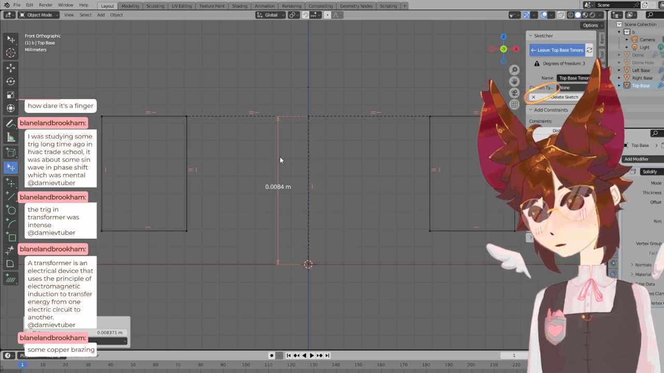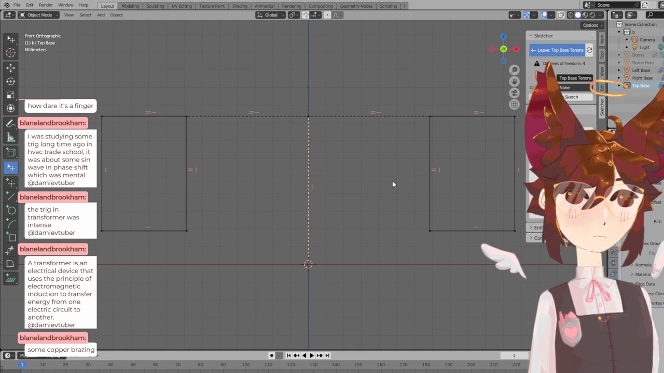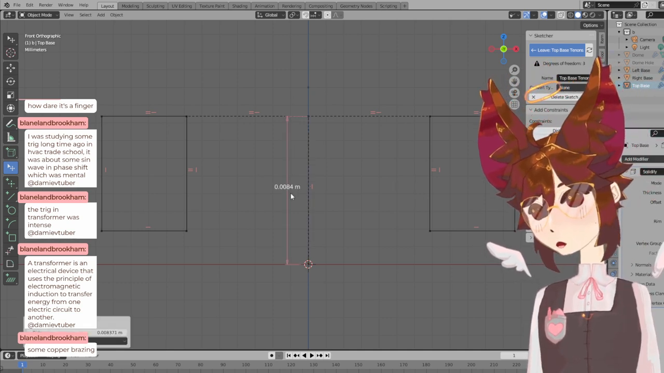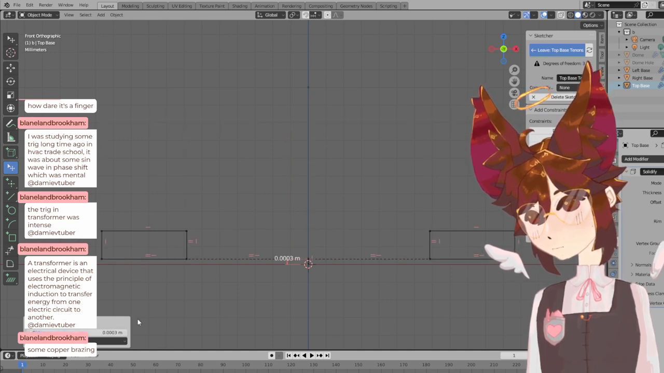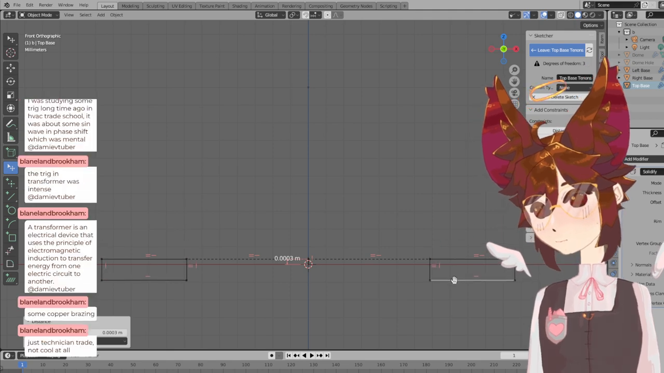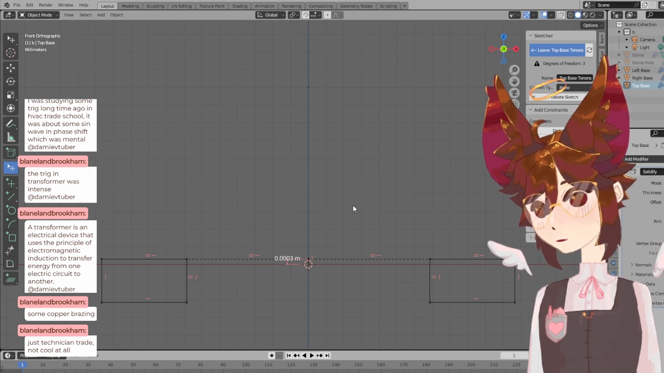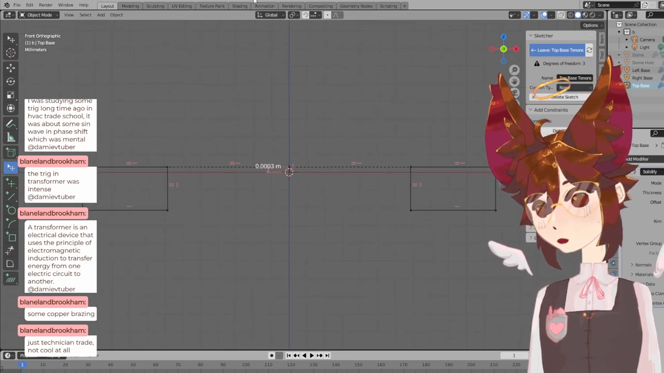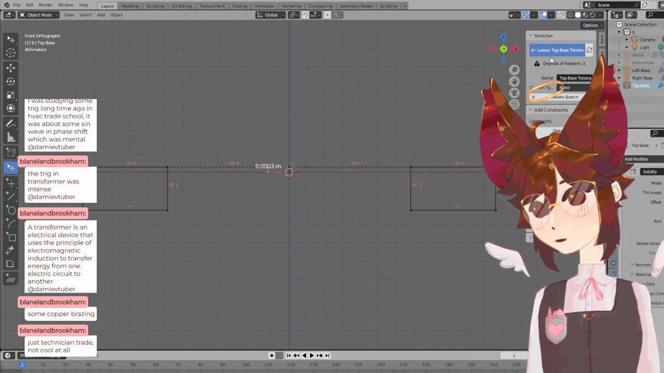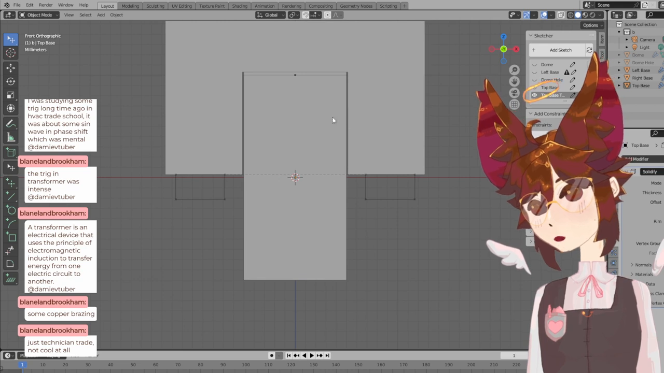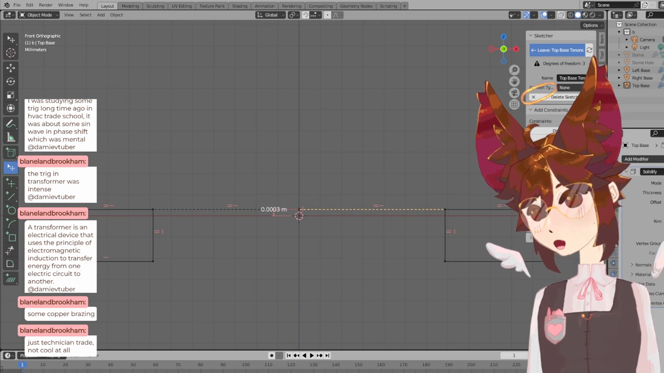That's really cool. That's really awesome. Oh, some copper brazing? I had to do brazing. Is this technician trade not cool at all? That is so cool, bro. Dude, let me tell you, we have manufacturing courses that we have to take, like labs. People are so into those. People clamor for those.